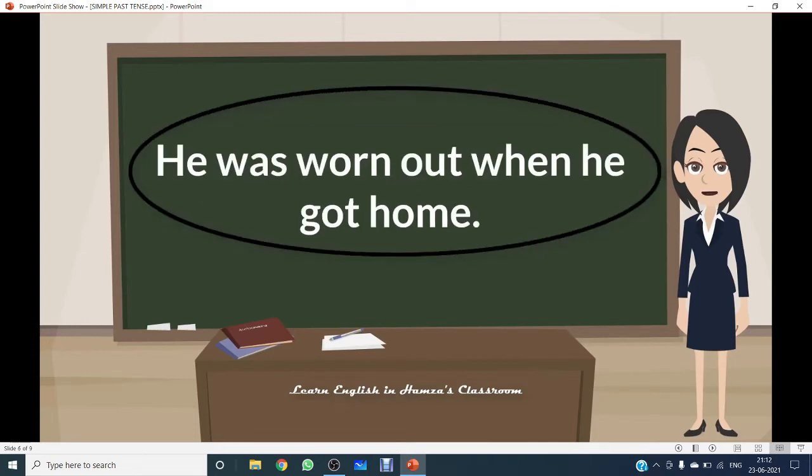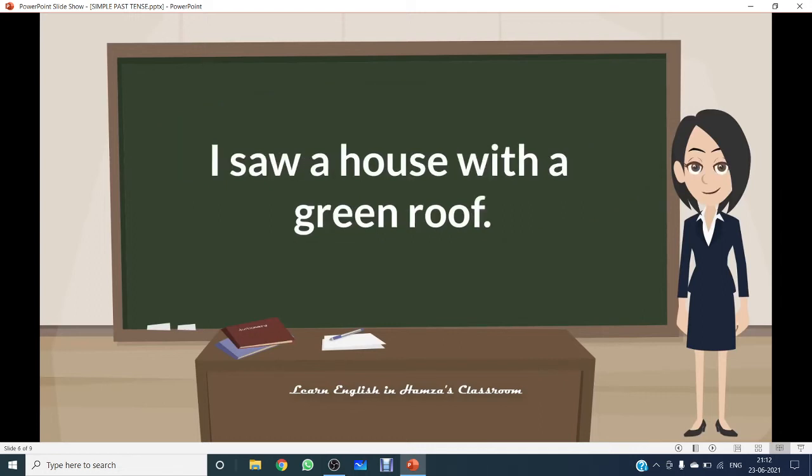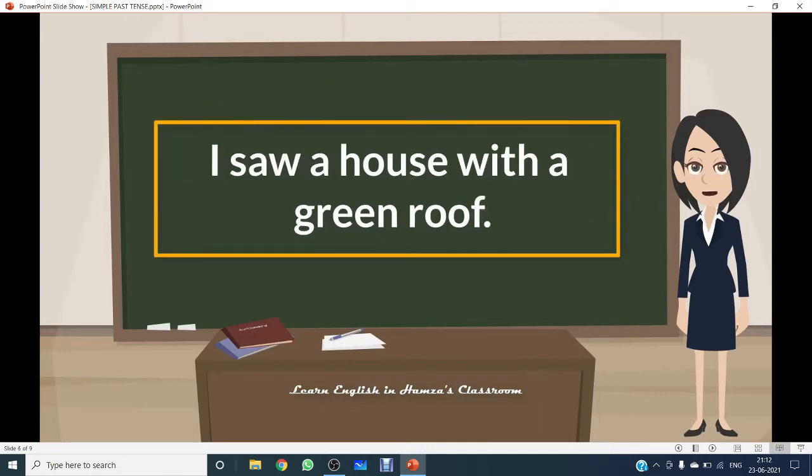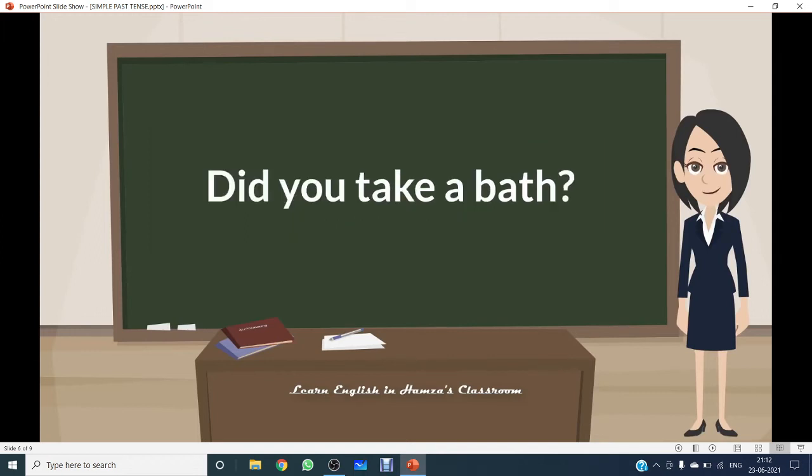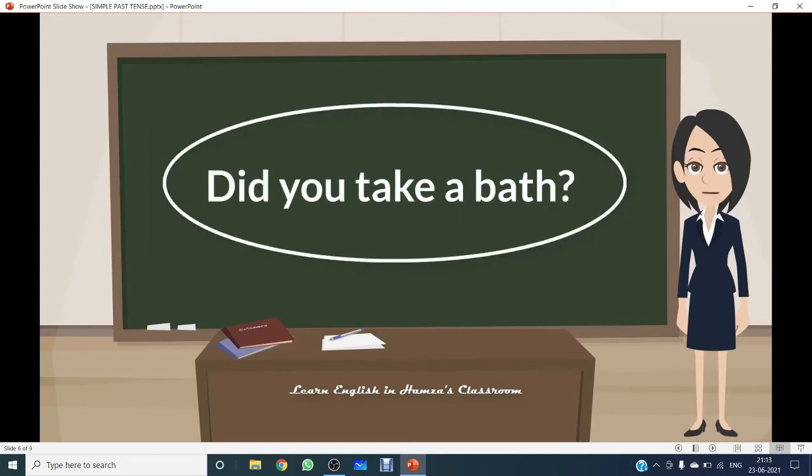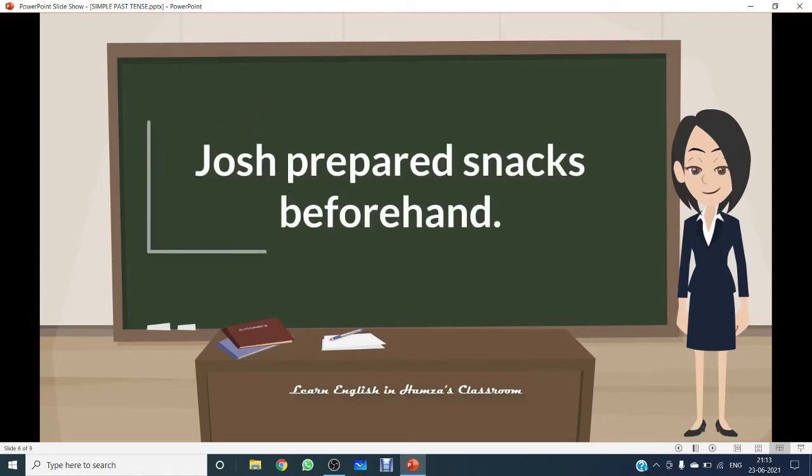He was worn out when he got home. Was. This is in past tense. I saw a house with a green roof. Saw is in past tense. Did you take a bath? Did you? It's a simple past tense.